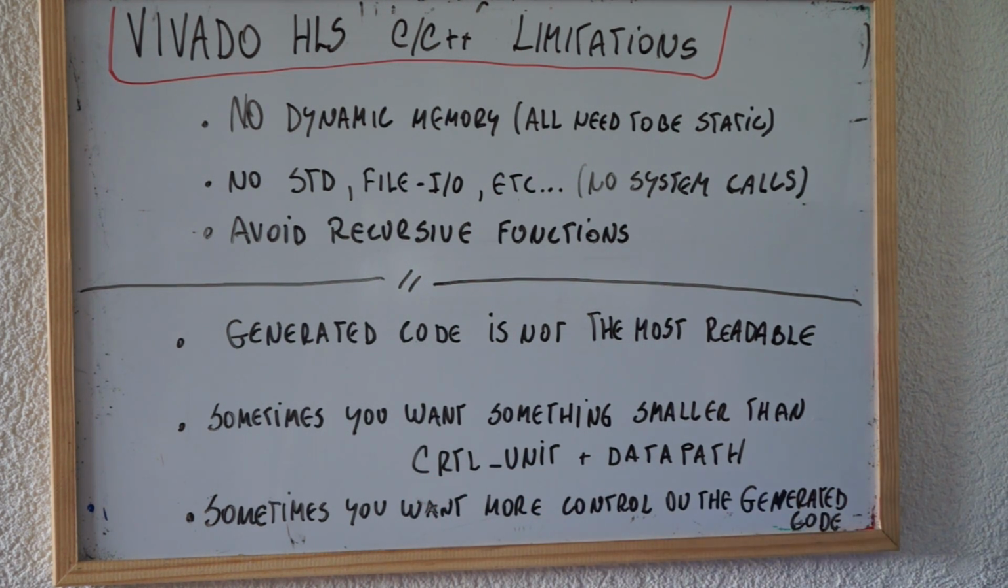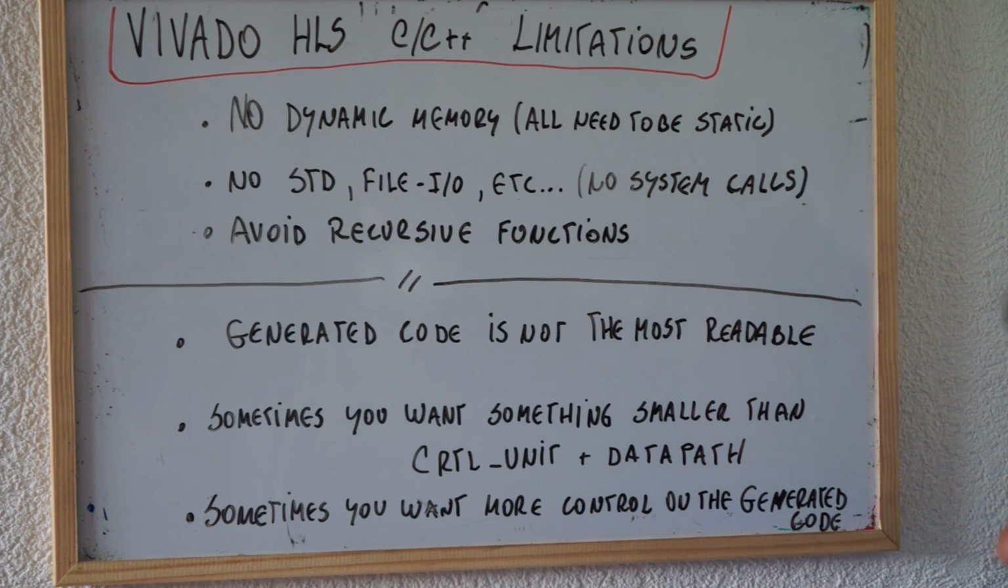Sometimes you really don't want a finite state machine. You want something more simple. For instance, we're going to learn how to do 2D convolution in Vivado HLS, and we're going to see the amount of resources that it uses, and sometimes you can do the same thing with fewer resources and a little bit faster.